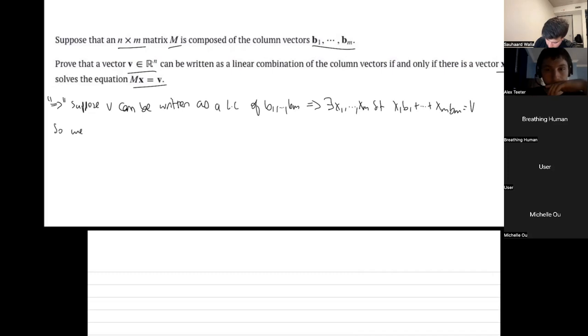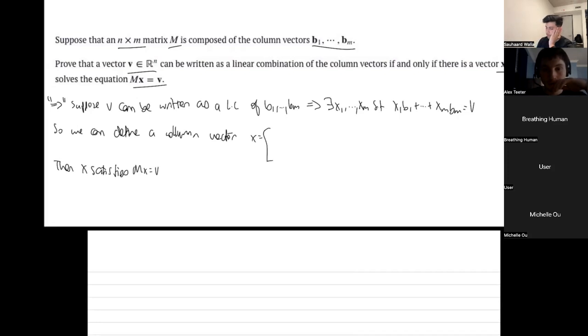So we can define a column vector. And what will the column vector be? I'm going to conclude then that x satisfies, I'm not done yet, satisfies Mx equals v. And what will we write the x vector to be? What vector x would satisfy Mx is equal to v? The column vector is perfect. x1, x2, all the way to xm. Yeah, good correction.